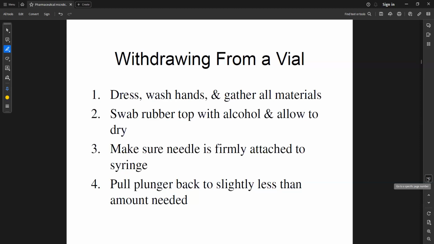So withdrawing from a vial, you dry wash hands and gather all materials, swab rubber top with alcohol and allow to dry. Make sure the needle is firmly attached to the syringe. Pull plunger back to slightly less than the amount needed.